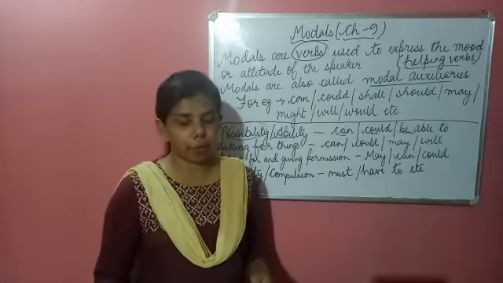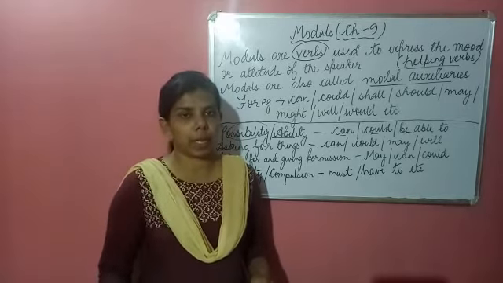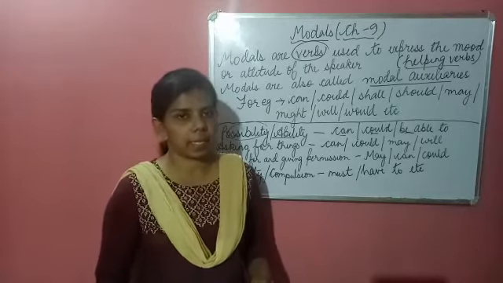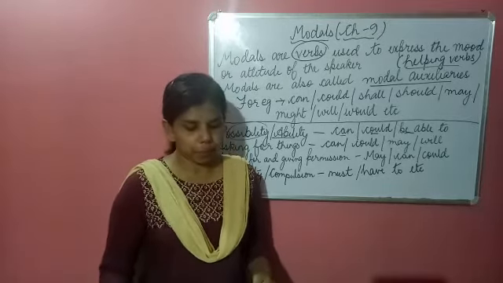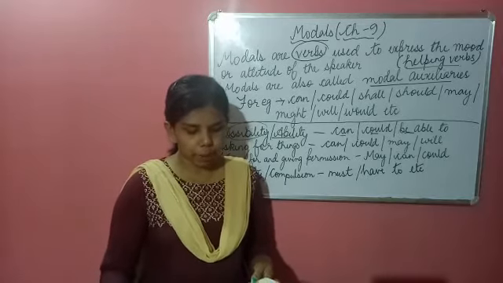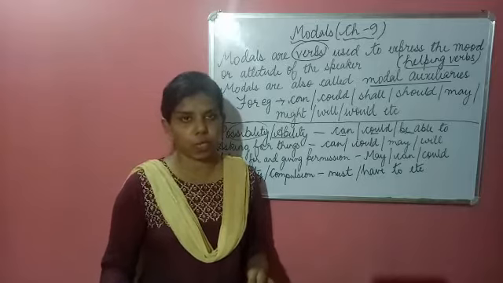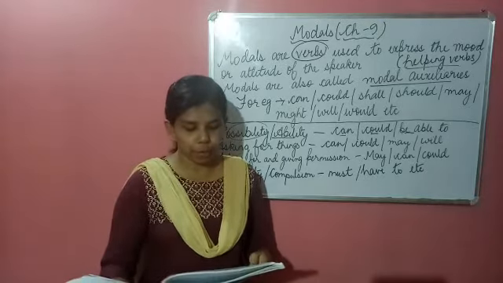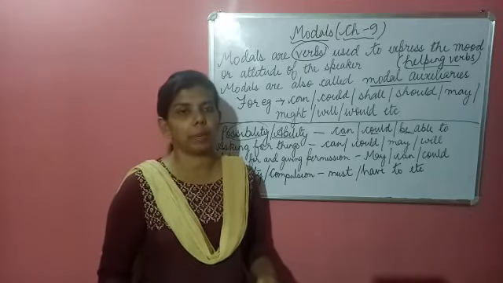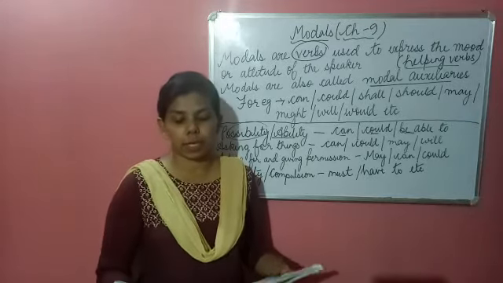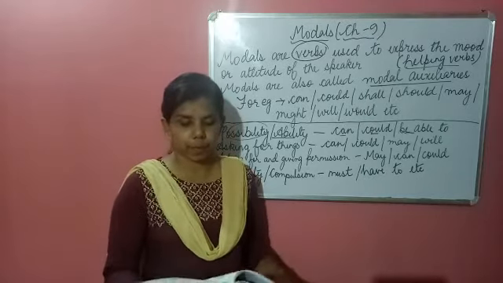Next comes asking for things. Can I borrow your pen? If you are the speaker and you are saying this sentence, can I borrow your pen? That means you are asking for something. Next comes asking for and giving permission. Here modals like may, can and could are used. For example, you can cut the cake now. Here the speaker is giving permission to the person to cut the cake. That is why he has used the modal can.